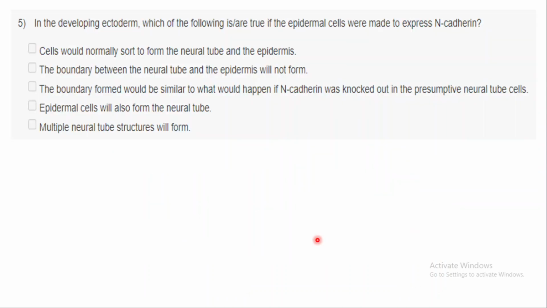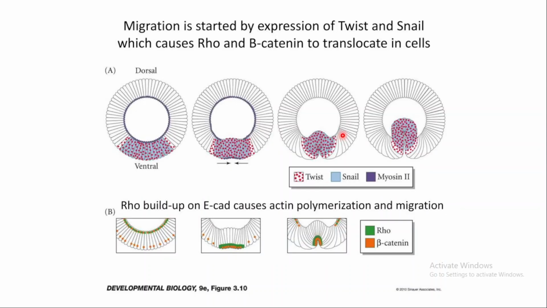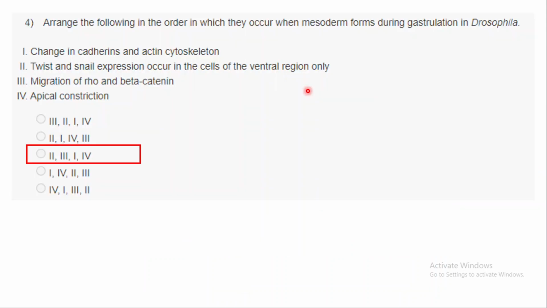So thereby now we can decide the order of the events that are happening. The first would be twist and snail expression occurring in the cells of the ventral region only. Then migration of Rho and beta catenin along with myosin 2. Then we have change in cadherins and actin cytoskeleton. So migration of Rho and beta catenin will influence actin polymerization by Rho and beta catenin, change in cadherins, and apical constriction where the invagination can proceed.